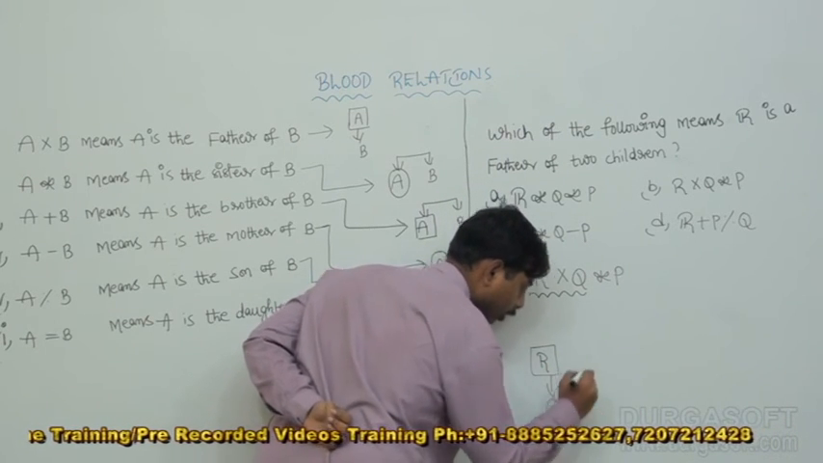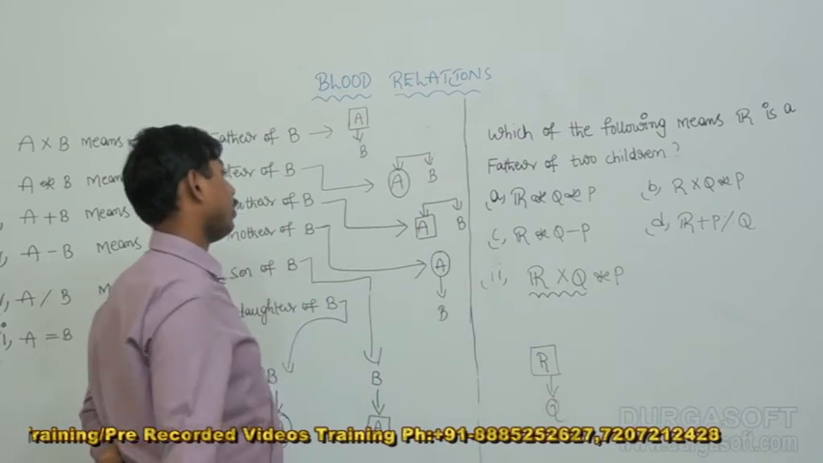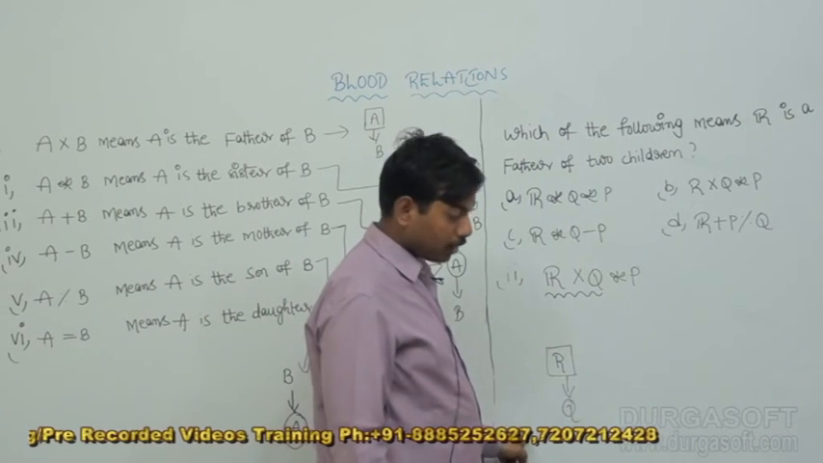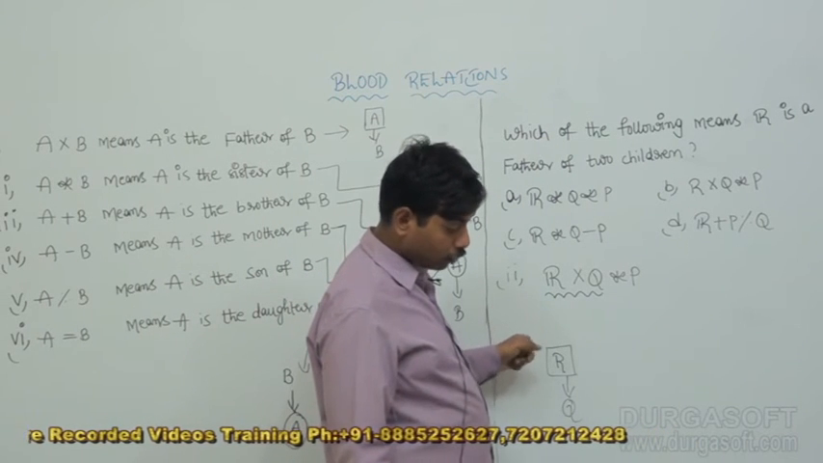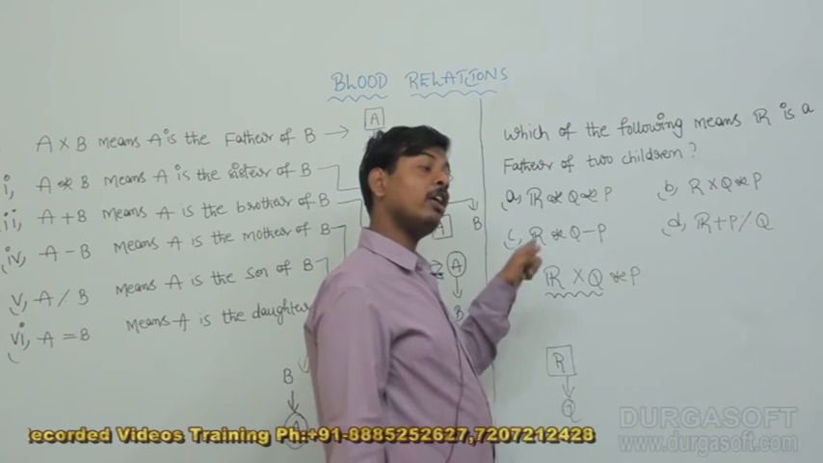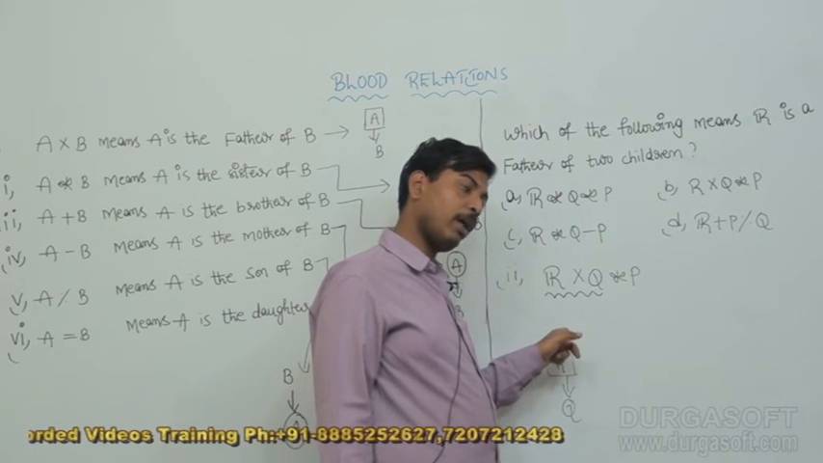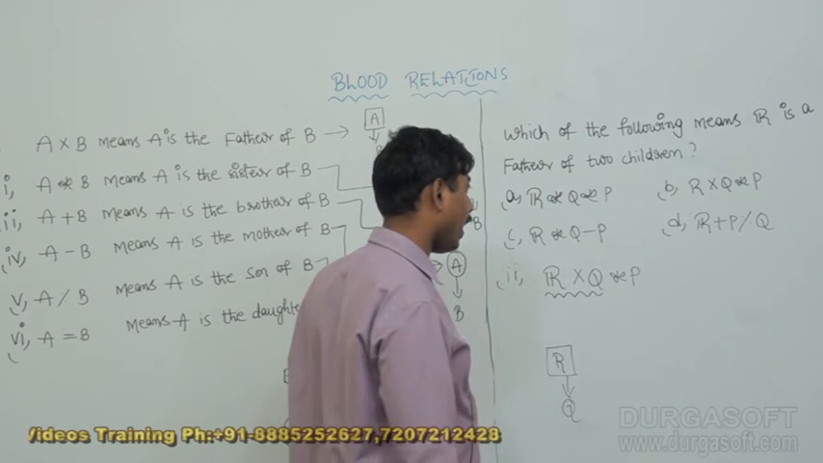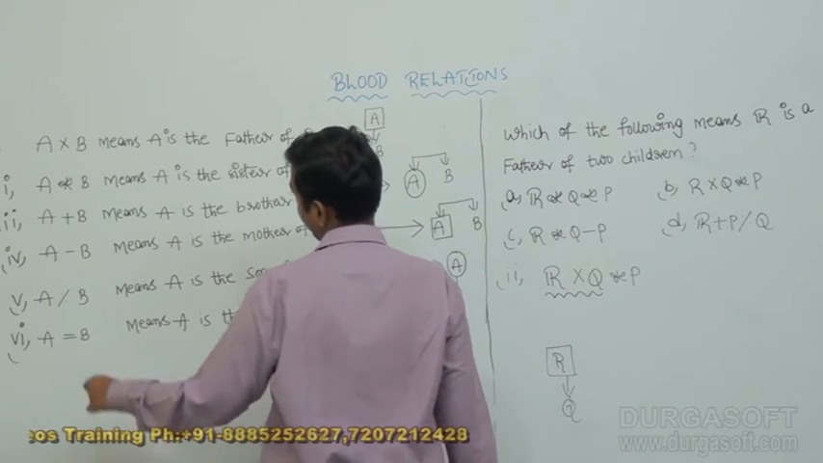R is the father of Q means R and Q are in different generations. R is in the previous generation, Q is in the next generation. The gender of R is male; the gender of Q we don't know as of now, let it be. Next one, A star B.